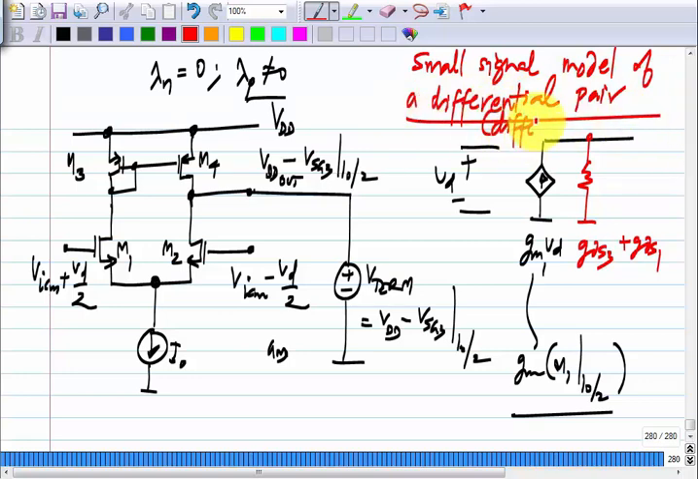Here I have only considered differential inputs, that is, I have assumed that plus half of the voltage is applied here and minus half is applied there and so on. Is it okay? So, the equivalent circuit is just a controlled current source in parallel with a conductance, again just like a transistor, right.